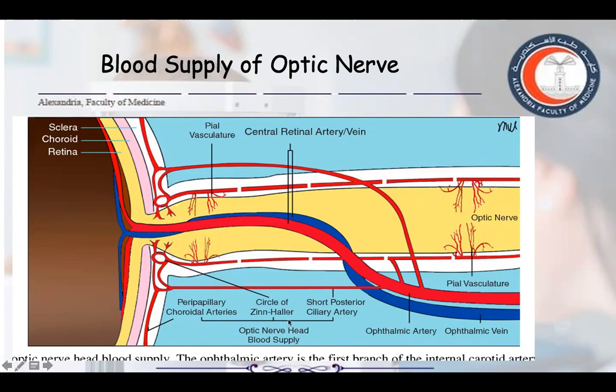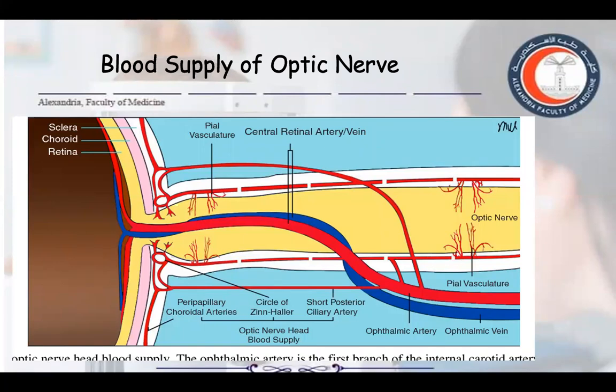It supplies the optic nerve head, the optic disc. As you see here, it's supplied by the peripapillary choroidal arteries, the circle of Zinn, and the short posterior ciliary arteries. And along its length, it's supplied by the central retinal artery and the pial vasculature, the pial plexus from the ophthalmic artery. This is the blood supply of the optic nerve.